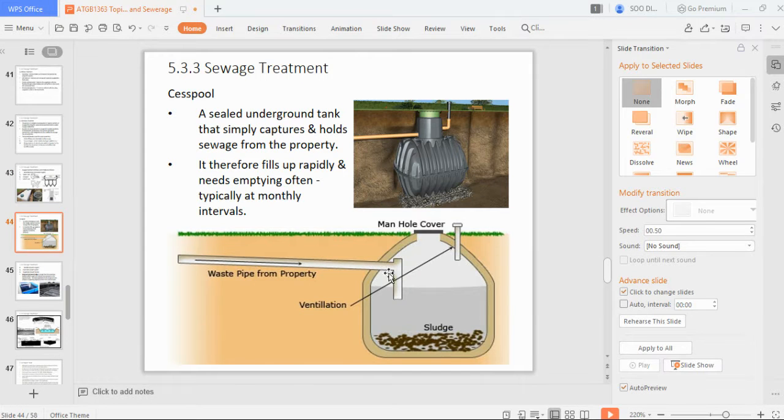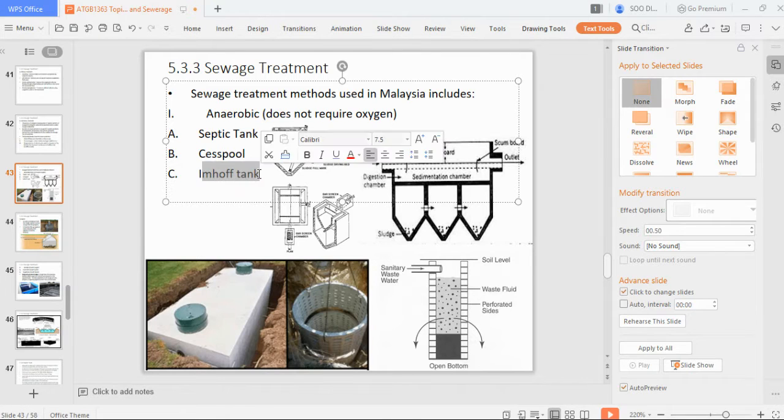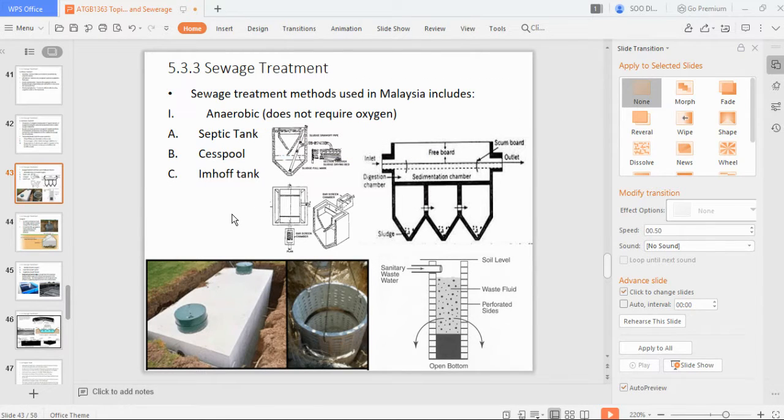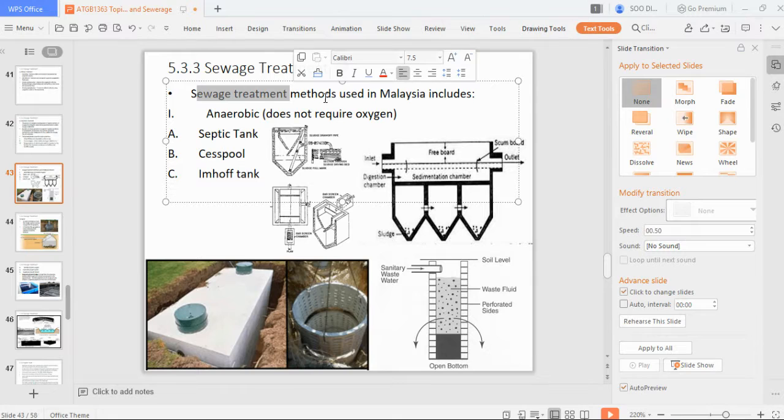Another method is this. This is also a cesspool, a different type of cesspool. It's simply a tank which is able to hold sludge, something like the septic tank. So there are actually two types of cesspool. And then finally, we have our Imhoff tank. This Imhoff tank is what is available in the sewage treatment plant.